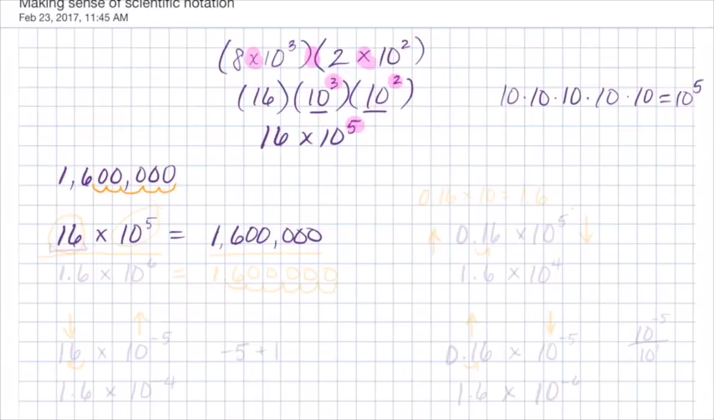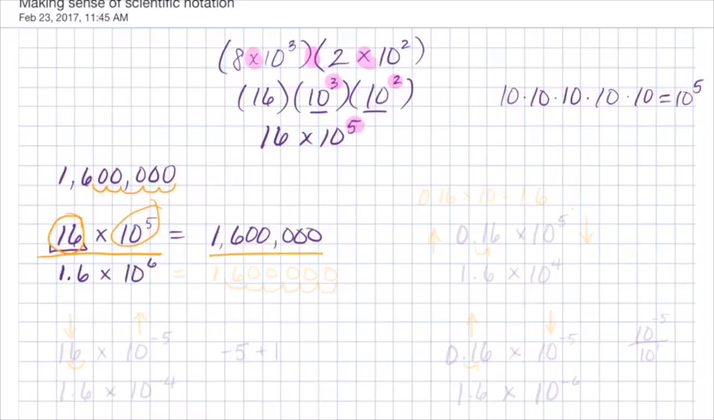If we make this first number between 1 and 10, like scientific notation has to be, we have to make it 1.6. To get 16 to become 1.6, we essentially have to divide by 10. If you think about it, this entire side of the equal sign has to stay balanced with this side of the equal sign. So if we divide this first number by 10, we have to multiply our exponent by 10. So if you multiply 10 to the fifth by 10, it becomes 10 to the sixth.